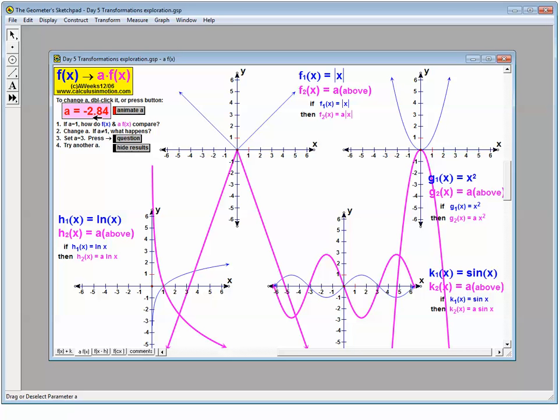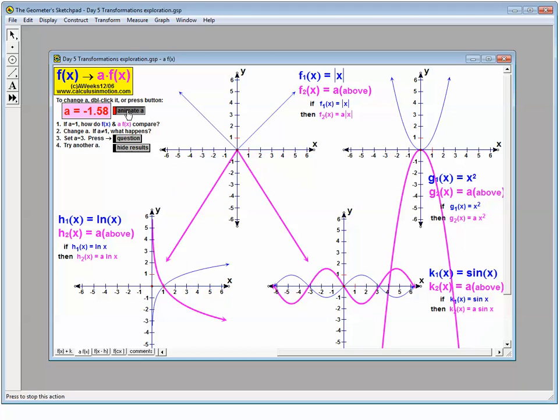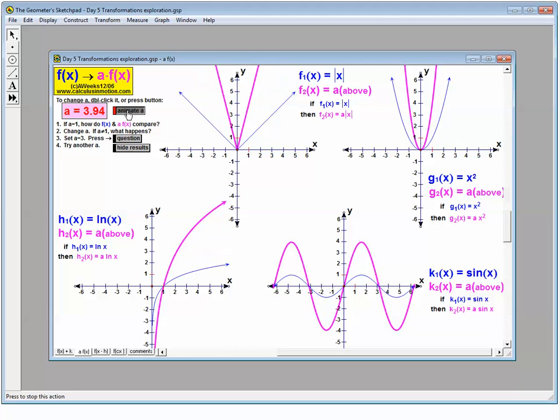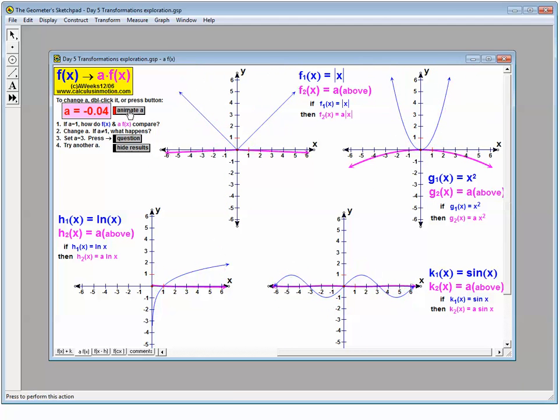Because A is negative 2.84, we're opening downward now, for the absolute value and for the quadratic. So that's kind of neat. It changes our outputs. A is a little bit trickier to deal with, so we're going to have to practice that today. But I wanted to show you that animation from Geometer's Sketchpad.